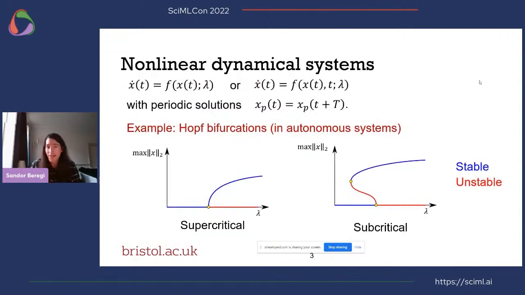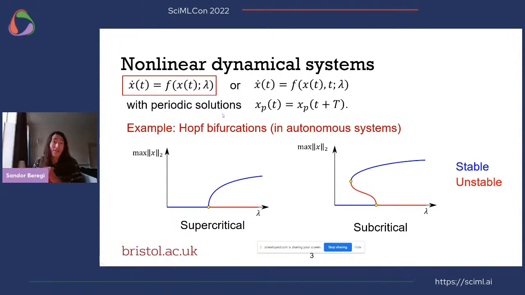Okay, but before that, I just would like to give a short introduction on what nonlinear systems actually are and what the problems I'm interested in are. So basically, nonlinear dynamical systems can be considered as differential equations in the following form: we have a derivative of a state variable equal to some nonlinear function of the state variable and some system parameters.